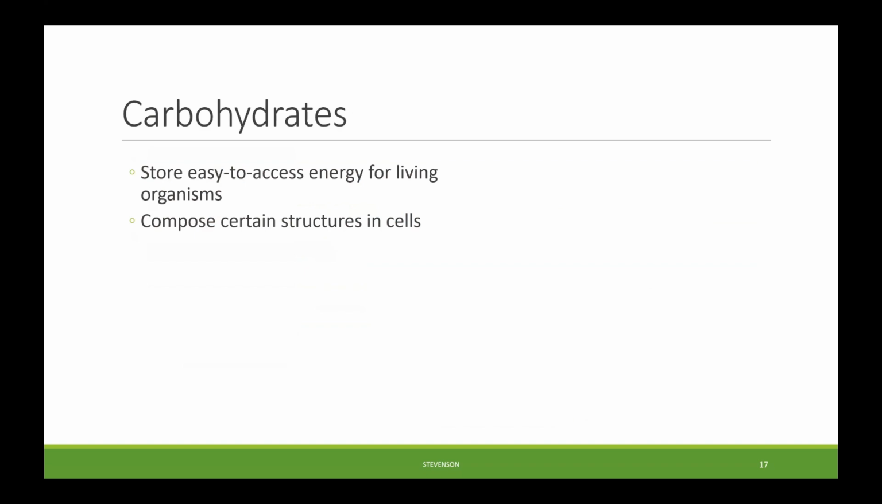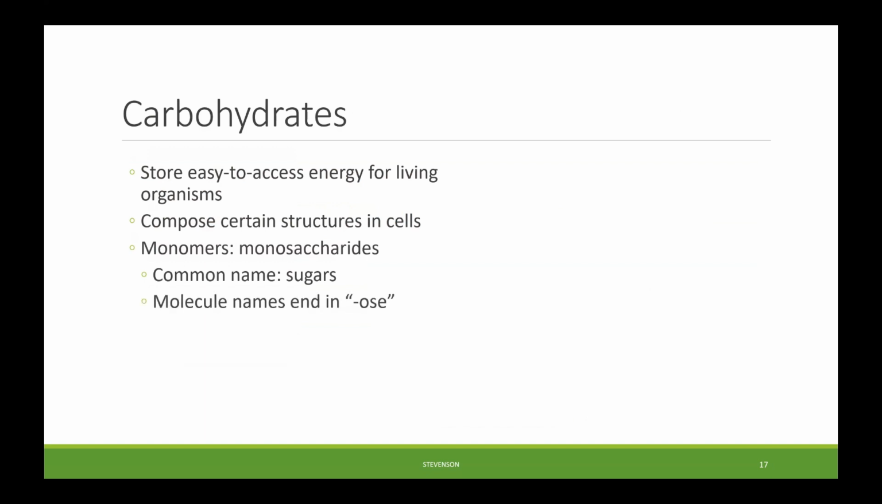The monomers, the building blocks of carbohydrates, are called monosaccharides. And that's the scientific name, but the common name that you know them by is sugars. And you can recognize the names of specific sugars because their names always end in OSE, ose. So here's one example you've probably heard of before, fructose. And you can see the chemical structure of fructose here on the slide. This is the molecule that is found in high fructose corn syrup.